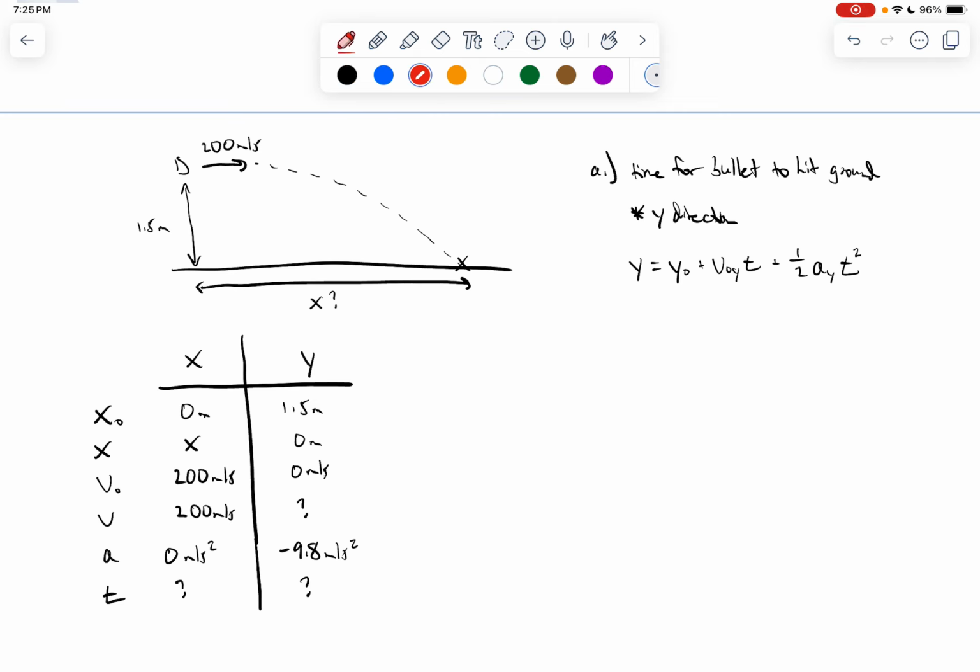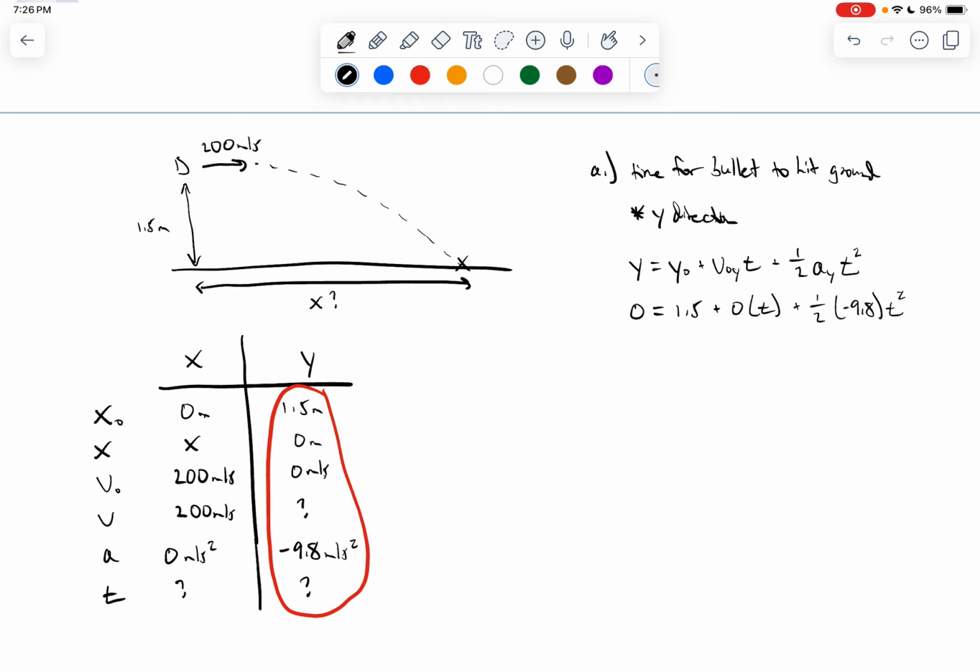Here, we can only use values in our y column. So our final height is going to be 0 meters on the ground. Our initial height is our 1.5 meters that we start off at. Our initial velocity is 0 in the y direction, multiplied by t. We're going to have 1/2 times our acceleration of negative 9.8, multiplied by t squared. So at this point, we have an equation where we're trying to solve for t.